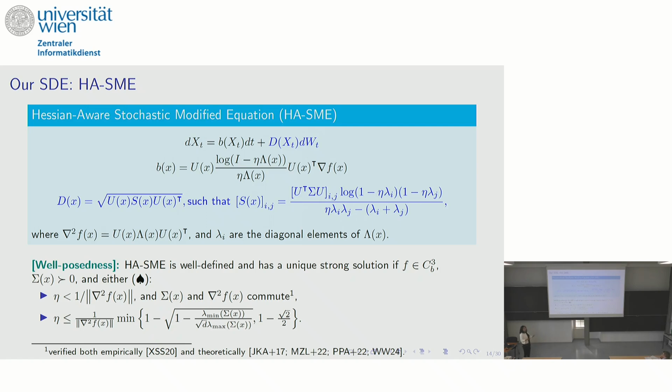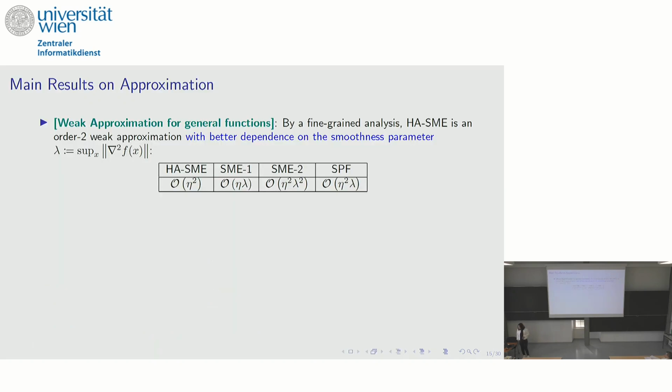If they are not aligned, if they don't commute, then we just need to set eta to be relatively small. It has to be much smaller than 1 over L, but this is still just some constant. If either of these two conditions holds true, then the SDE is indeed well defined. So how does it approximate stochastic gradient descent? We also show that this is an order 2 weak approximation for stochastic gradient descent.